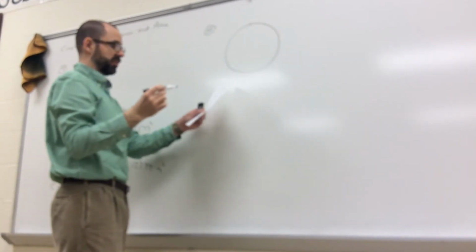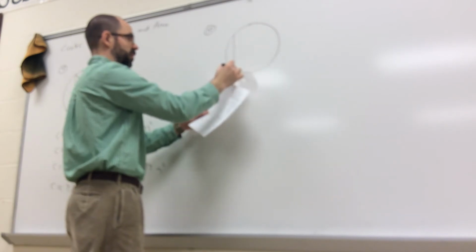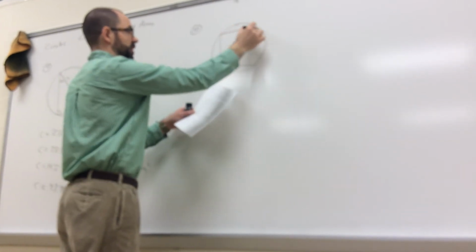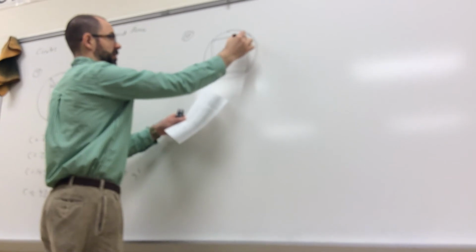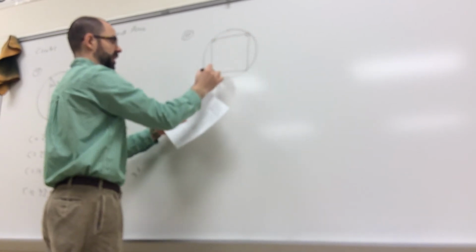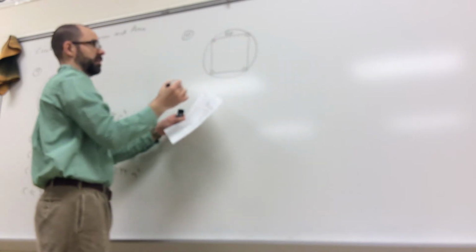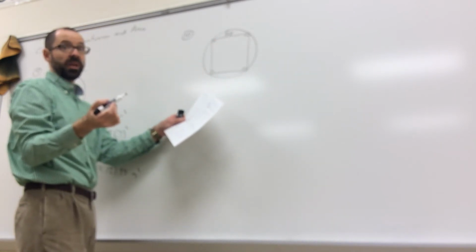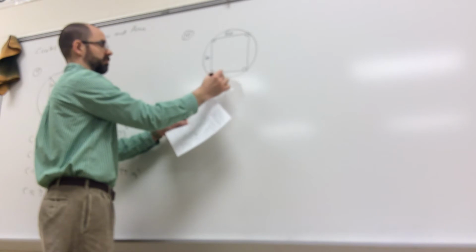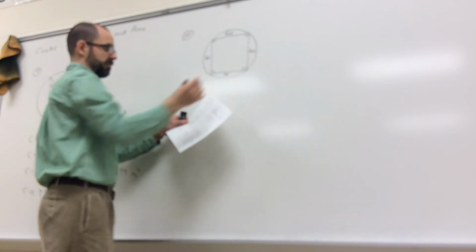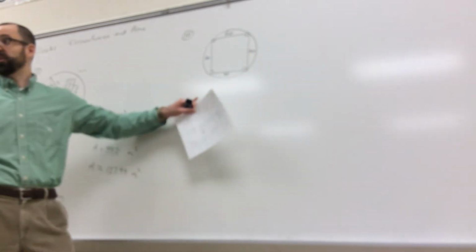Not surprising, there's another circle there. And there's a square inside the circle. So all the angles are 90. And the side is 20. So all the sides are 20. And we're still trying to find the area and the circumference.